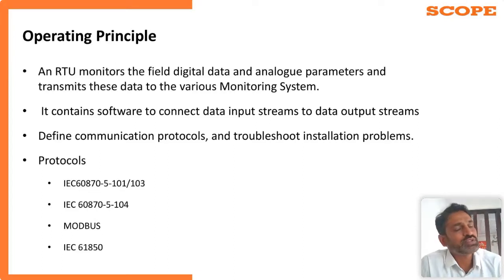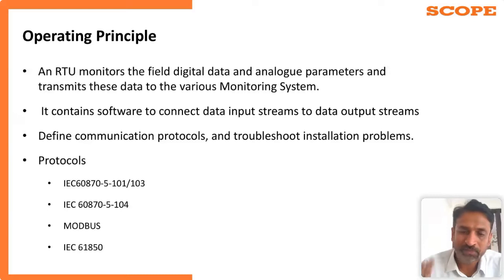And when it comes to communication, it is very important to understand what communication we are using for the RTU automation systems. Nowadays there are two different types of protocols we are using. One is within the substation, and for transmission there is one more protocol we are using. So within the substation there are different protocols.